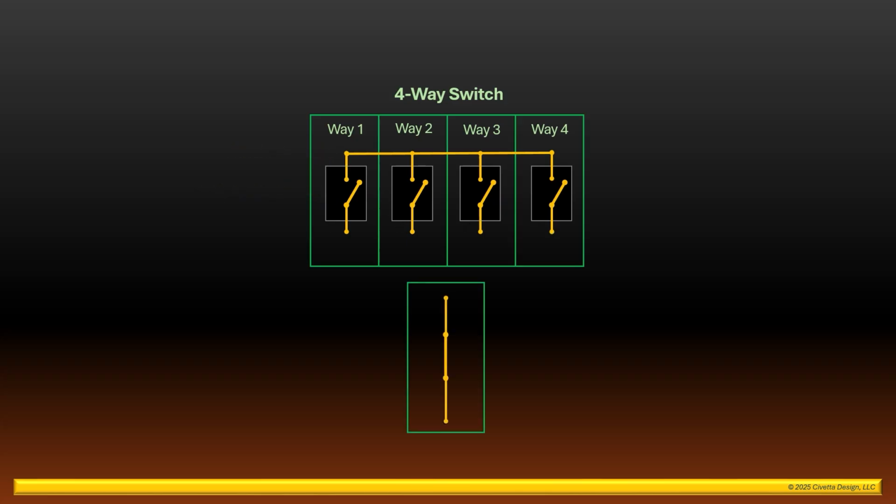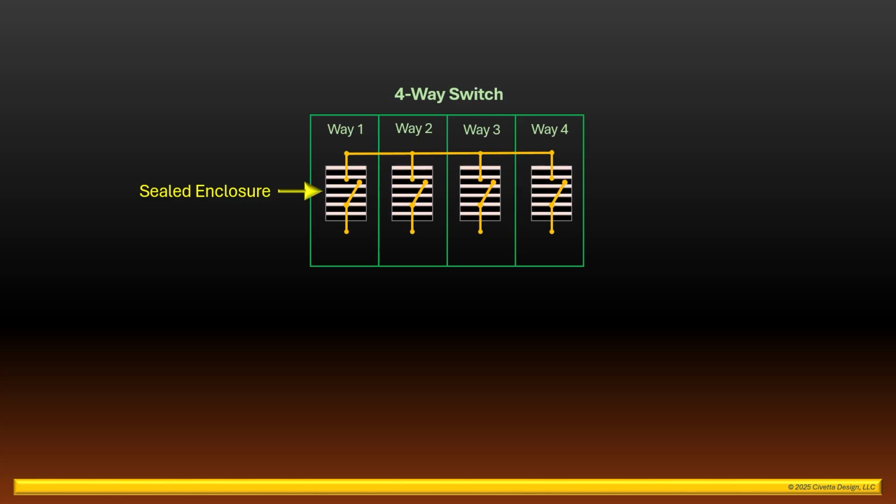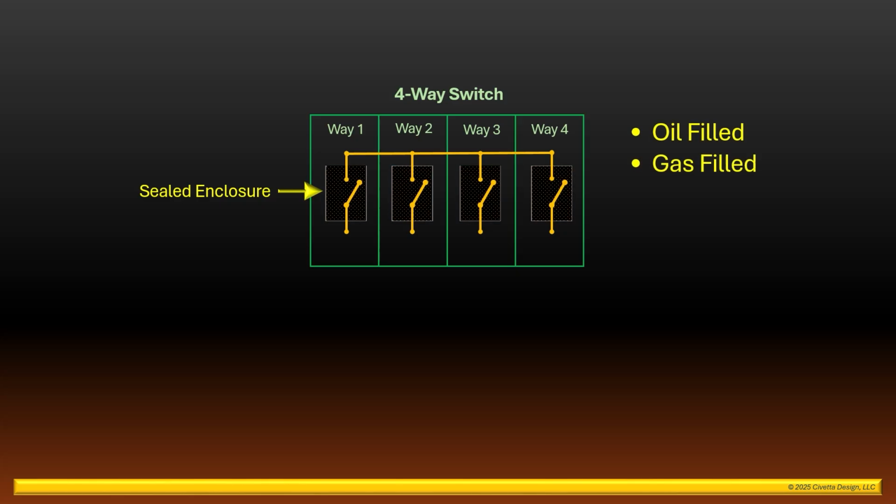When high voltage switches are opened under high loads, it's not uncommon for arcing to occur. So in order to minimize the hazard of arcing, the switch contacts inside the cabinet are enclosed within a sealed enclosure. In older switches, this enclosure was filled with oil or sometimes a gas. The oil or gas was used to suppress the formation of an arc when the switch is open.